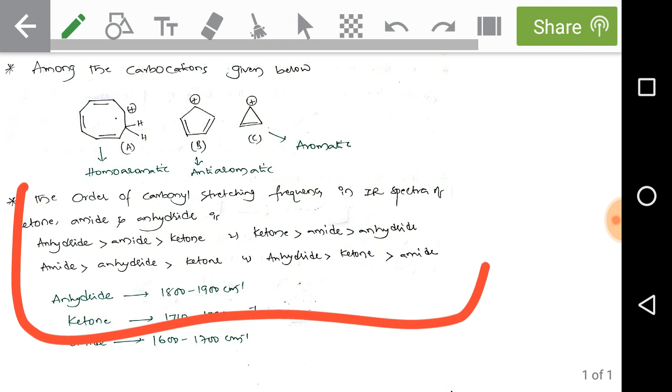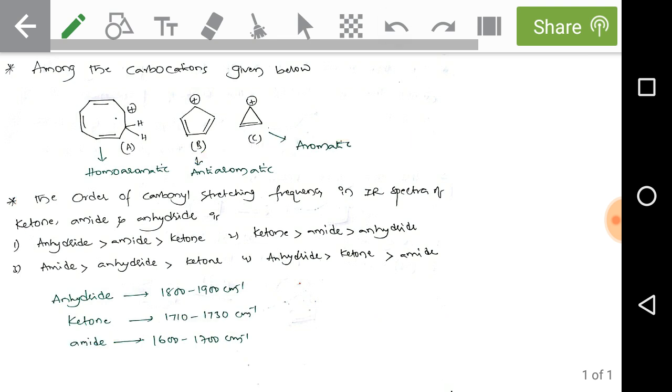Next one, the order of carbonyl stretching frequency in the IR spectrum of ketone, amide and anhydride is. So here anhydride has a frequency range between 1800 to 1900, ketone between 1710 to 1730, and amide between 1600 to 1700.